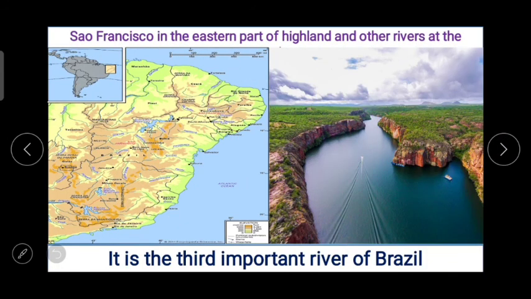Now, the next and the third, Sao Francisco. It is the third important river of Brazil and the entire basin of this river is within Brazil. ब्राज़ील के अंदर ही पूरा बेसिन है, किसी बाहर देश के साथ is not connected या फिर वहाँ से बहता हुआ नहीं जाता है. So the entire basin of this river is within Brazil.